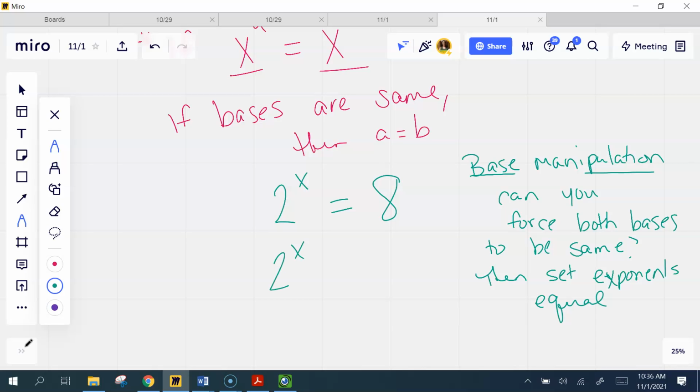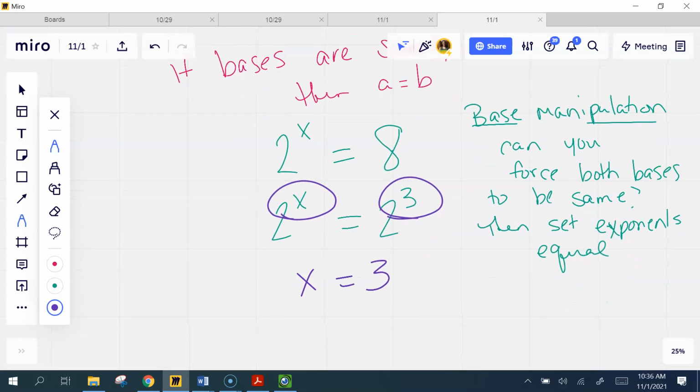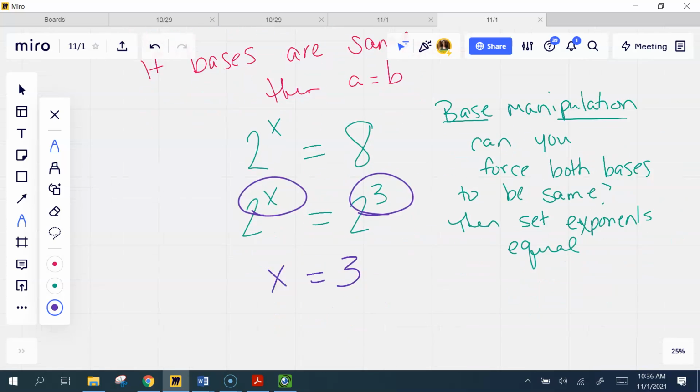All right, so 2 to the x is the same thing. Here I can rewrite 8 as 2 to the third. A lot of you said, wait, we already know that that is 3, and you're absolutely right, because if the bases are the same, then the exponents must also be the same. I'll give you just a second to catch up with me before we crank it up a notch.